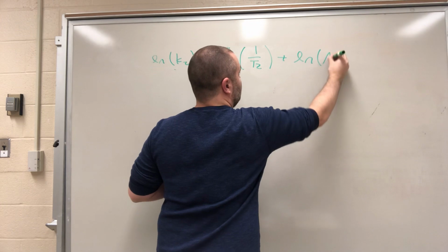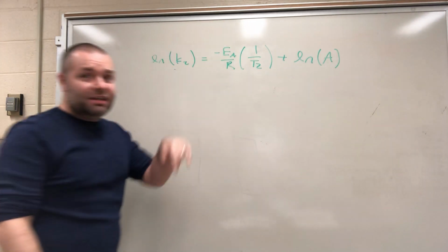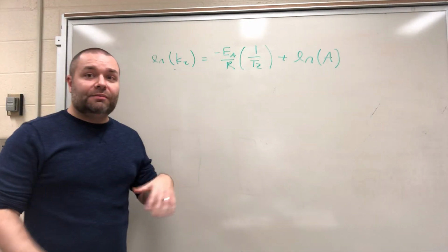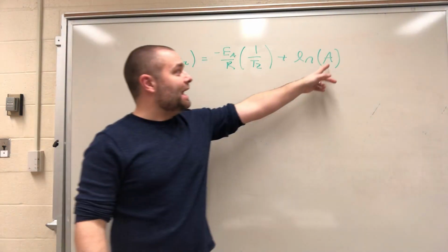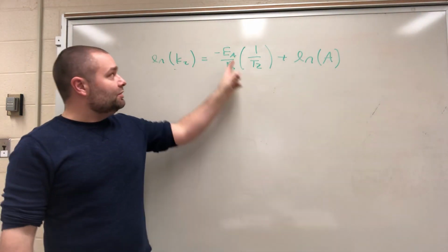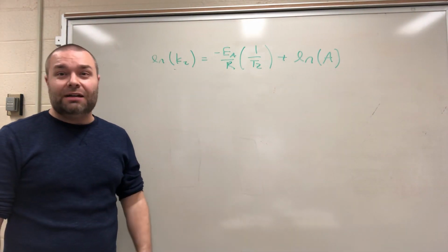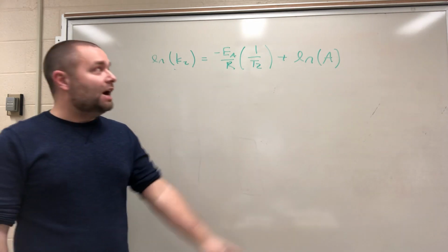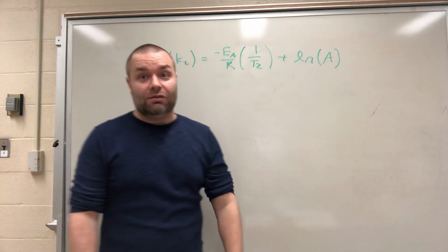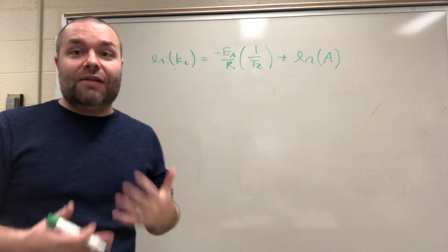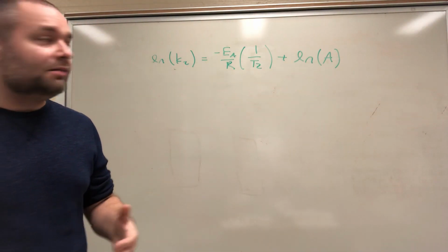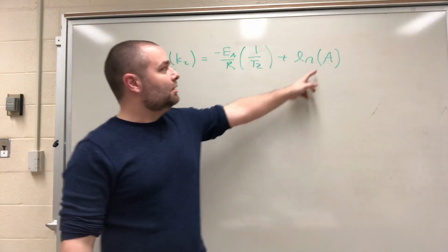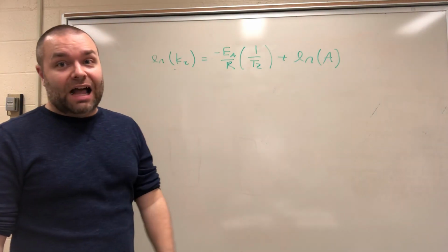natural log of A. Oh yeah, something that I forgot from before. Sometimes graphically we want to determine what A is. Here's a linear equation. We just figured out how to use the slope to get E sub A. What's the y-intercept? The y-intercept is the natural log of A. So if you're after that Arrhenius parameter, if you're after that information about how big something is in terms of molecular structure for the collision, it's inside there, all right?